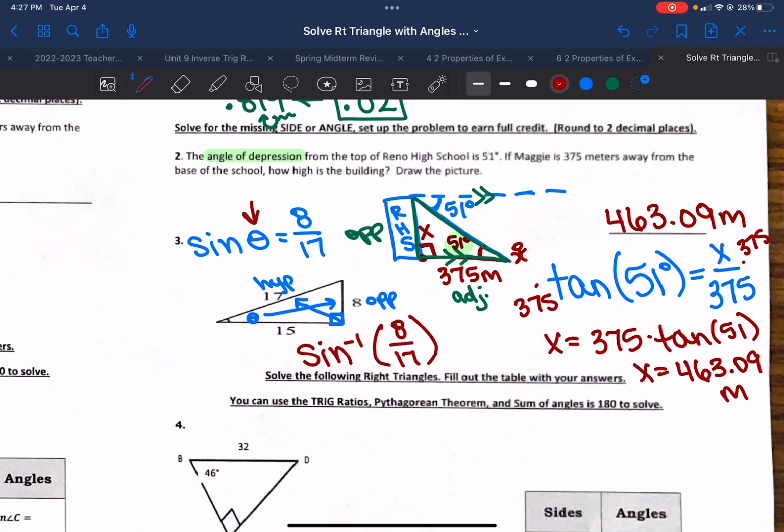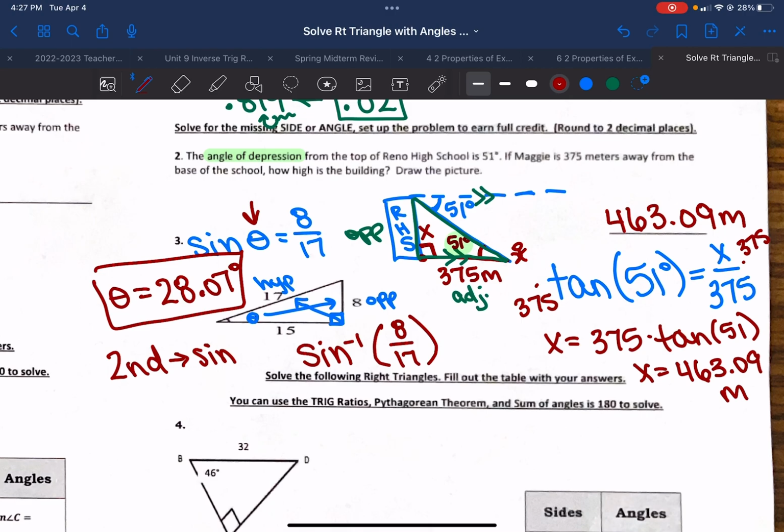So in order to get the inverse sine, make sure you hit the second button on your calculator and then your sine button, second sine of 8 divided by 17. You can just type in that fraction as is, and I get theta is equal to 28.07 degrees. Because I solved for an angle, I want to make sure that's in degrees.